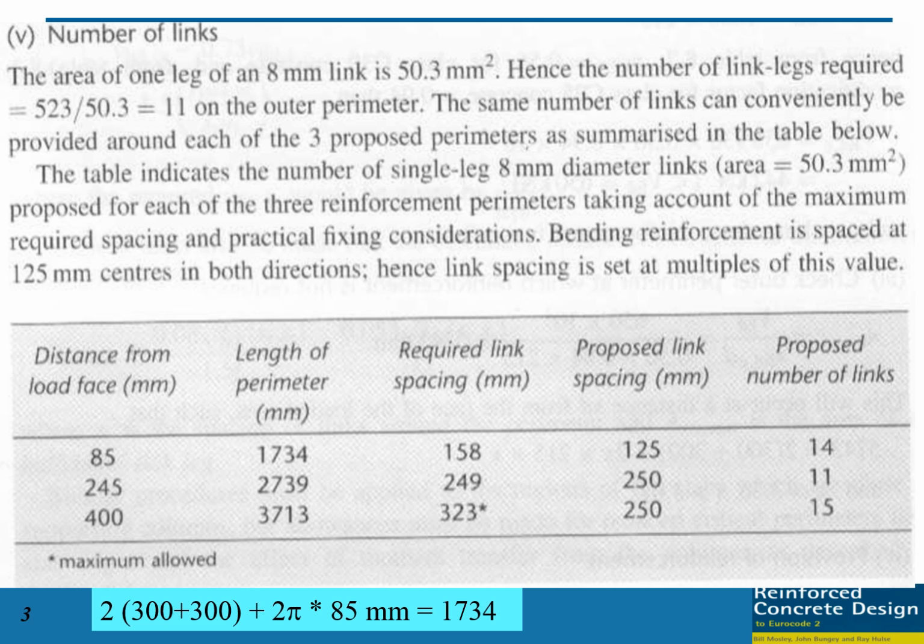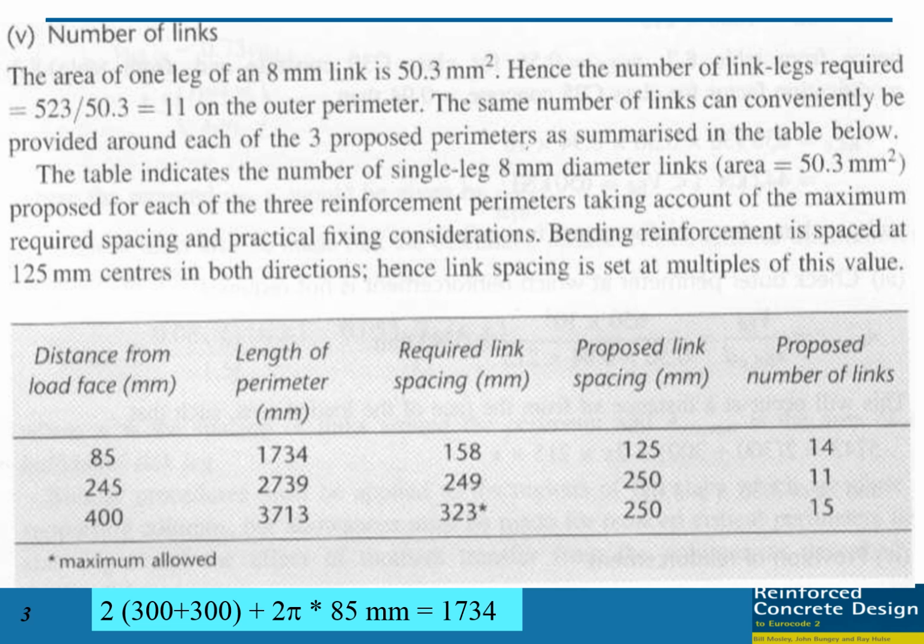Okay, and then for example, the area of one leg of a 8 mm link is 50.3 mm square. Hence, the number of link legs required is 523 divided by the area of one link, which is 11 at the outer perimeter. So the same number of links can conveniently be provided around each of the 3 proposed perimeters, summarized in the table below. The table indicates the number of single leg diameter links, area 50.3 square mm, proposed for each of the 3 reinforcement perimeters, taking account of the maximum required spacing and practical fixing considerations.